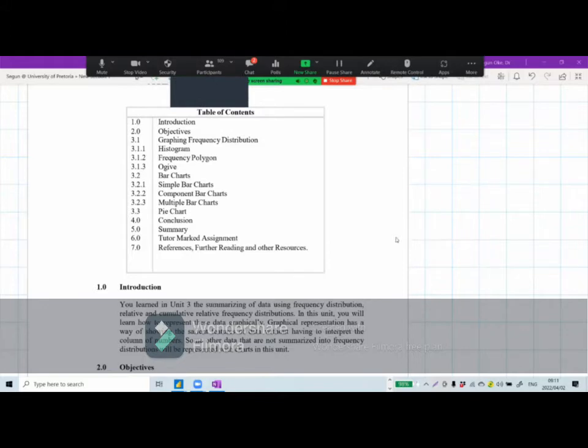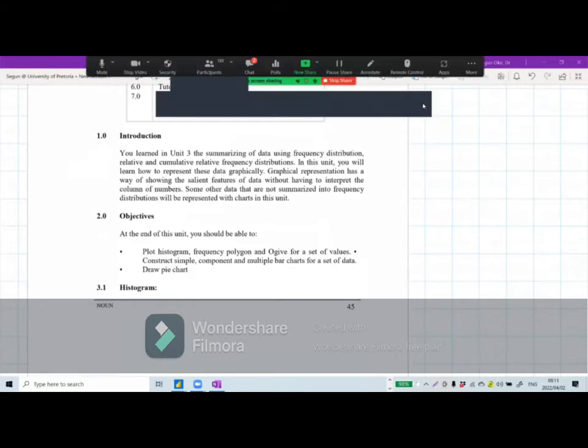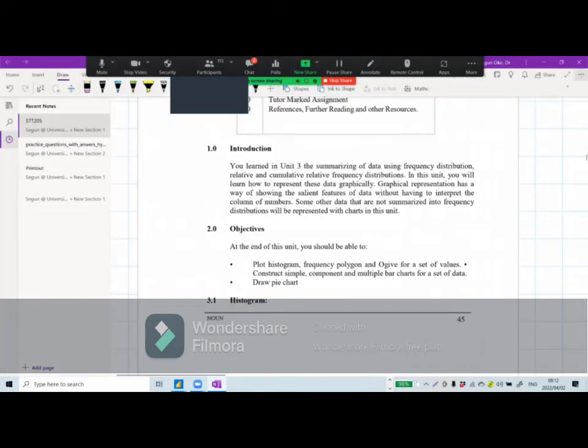For the histogram, I will give us a question. I will just pick a question, then from there I will continue. How do we solve the histogram problem? What are the things we need to know, and what are the things we need to check, when it comes to histogram and polygon? Okay, let's write this question down. Please write this question down.